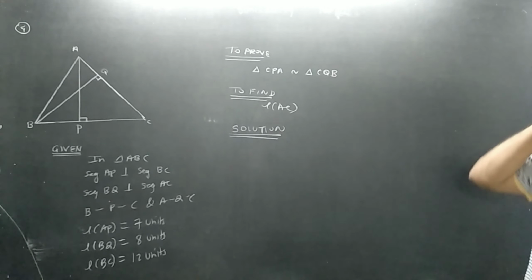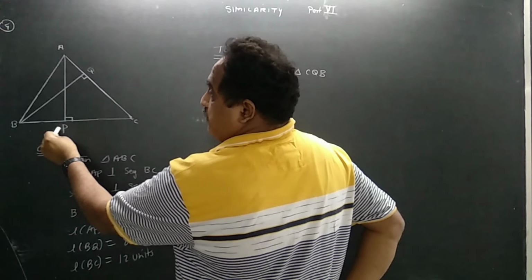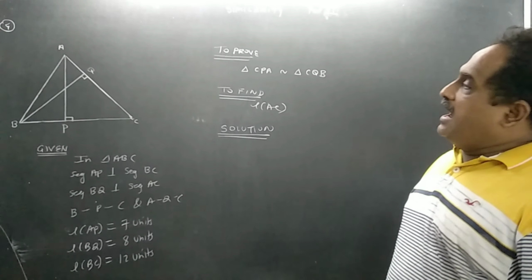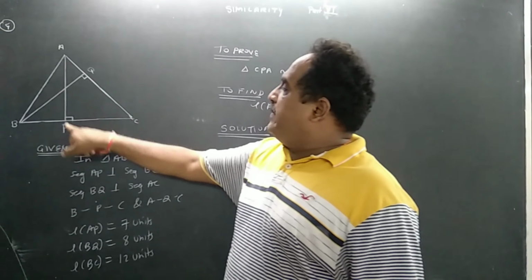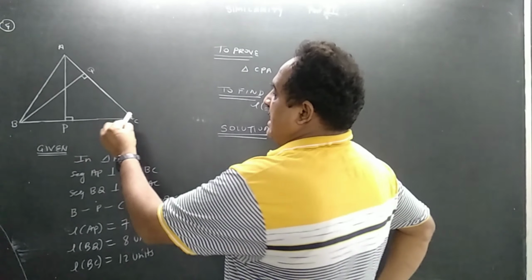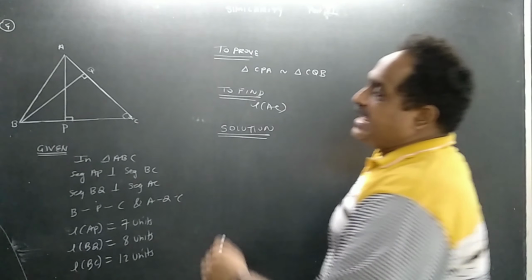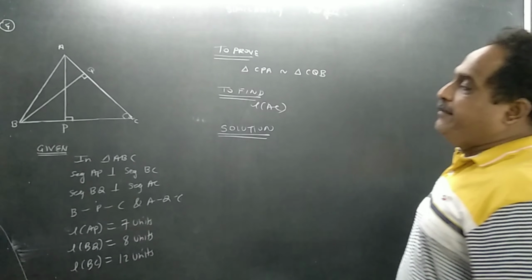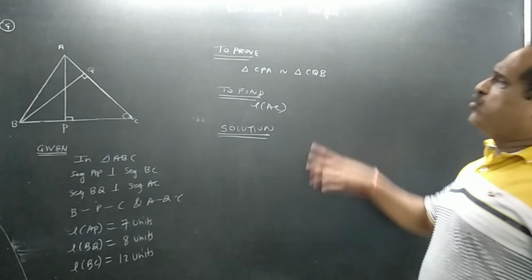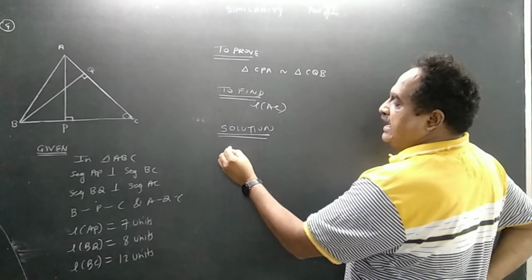See how to prove that these two triangles are similar. Which are the triangles? CPA and CQB. In CPA angle C is there, in CQB also angle C is there, so one angle is common. And in CPA angle P is 90 and in the other angle Q is 90. That is more than enough to prove that these two triangles are similar. So they have already given the correspondence, so we will take the same.